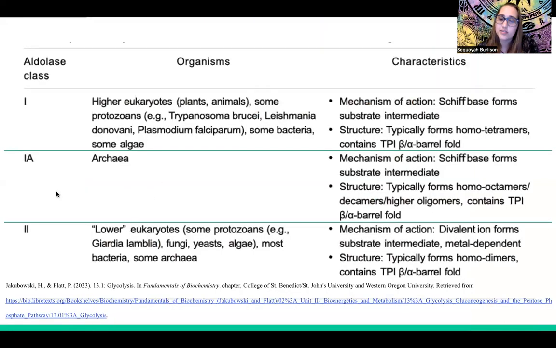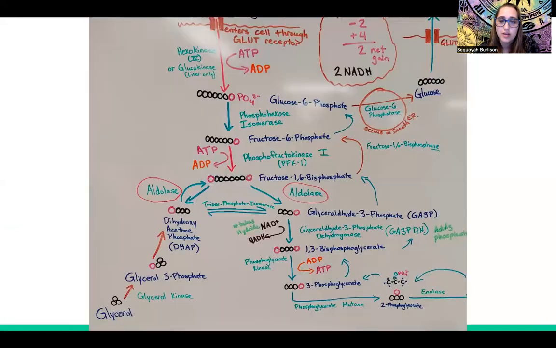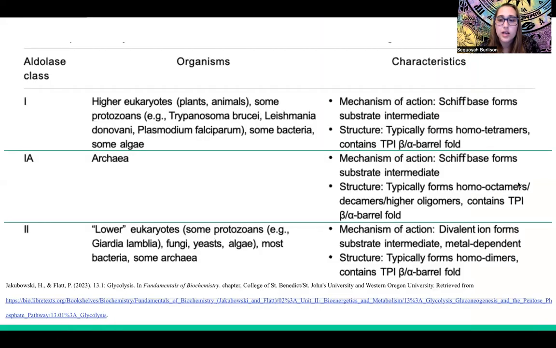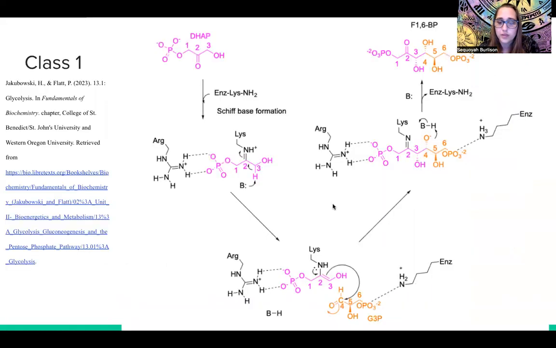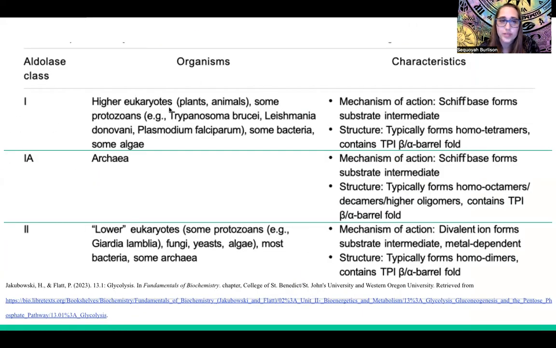Now, Aldolase, the enzyme I had circled in red that was used to split and to recombine our 2 molecules, GA3P and DHAP. There are actually 3 classes of this Aldolase enzyme. Okay, Aldolase classes 1, 1A, and 2. 1 and 1A are very similar. They go through the same mechanisms, but they actually have different structures.